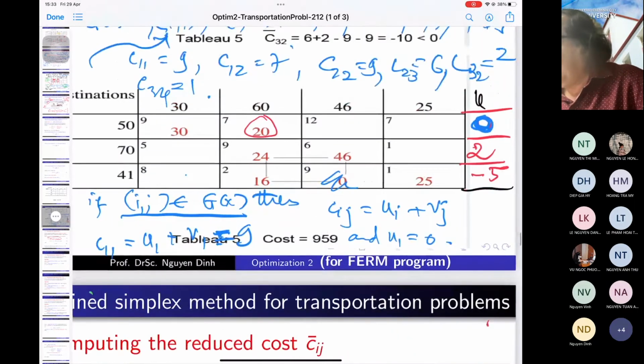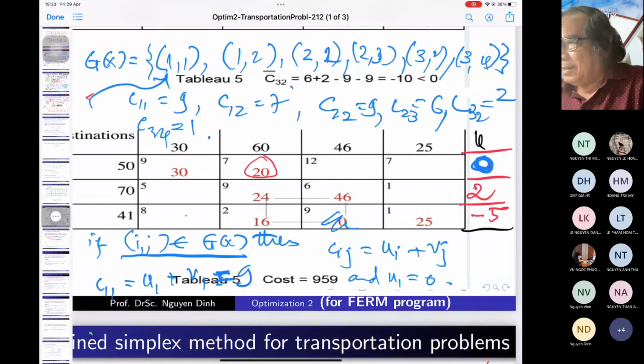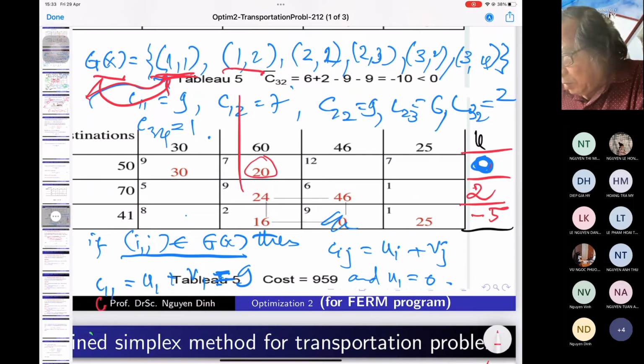The computer will, because ij belongs to Gx. Is that okay? Ij equals 1,1, and then ij equals 1,2. So you have C12 equals U1 plus V2, and that is equal to 7. You see? And then here you have C22. 2,2 belongs to Gx.